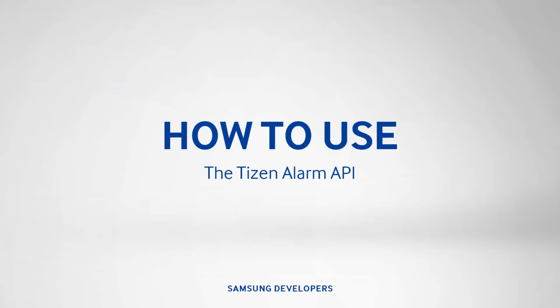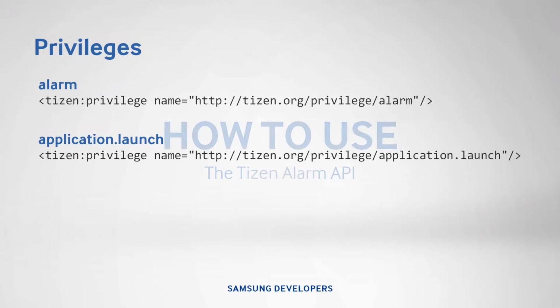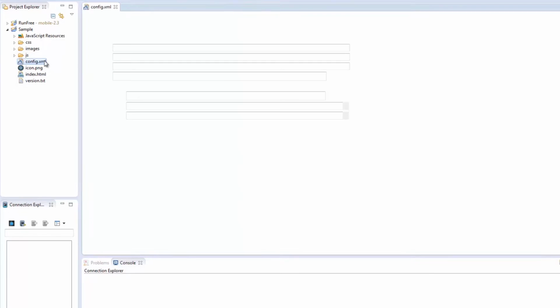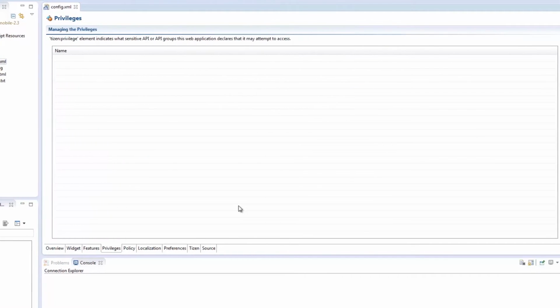With the requirements covered, it's time to show you how the Alarm API is used. The very first thing to remember when creating apps that use an alarm is to add the alarm privilege in our config.xml. We mentioned earlier that the Alarm API can open other apps. If you'd like your app to open other apps when the alarm is triggered, you need to include the application.launch privilege. Just open config.xml and head over to the Privileges tab.